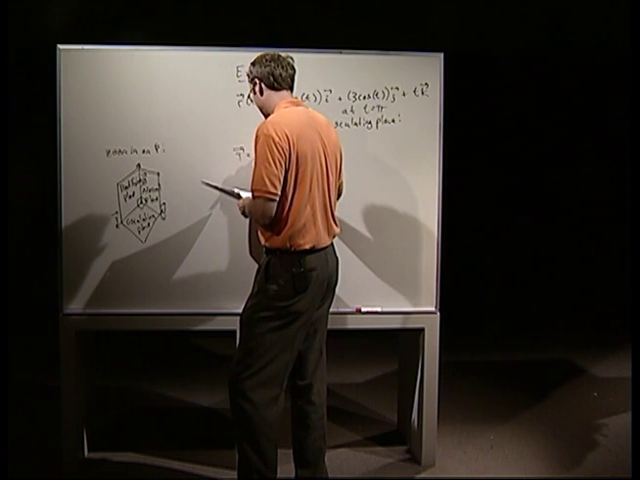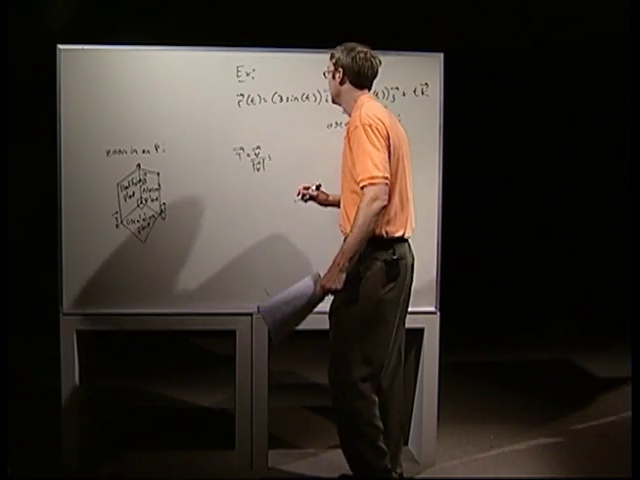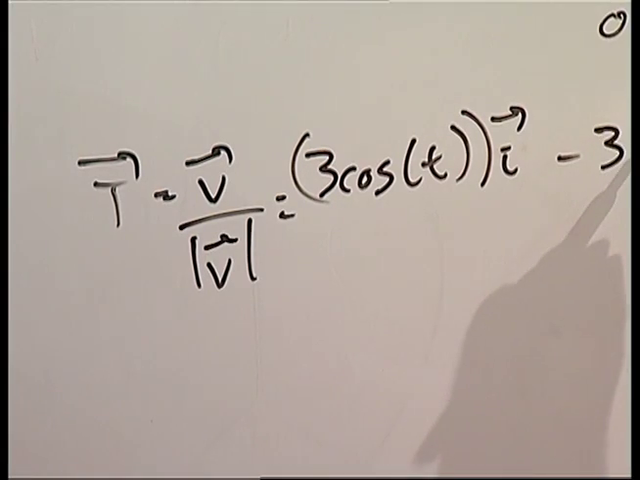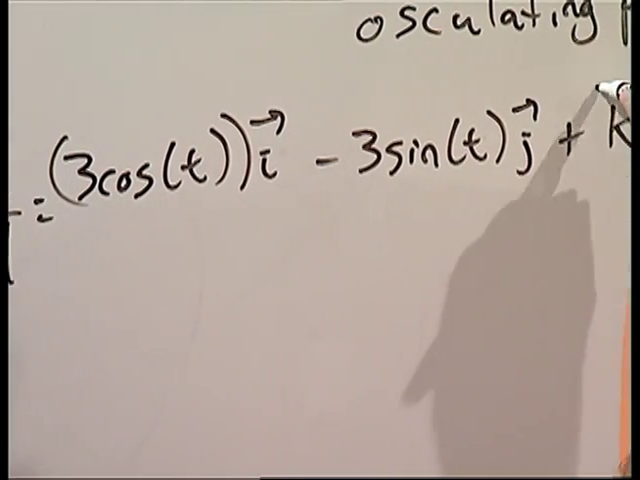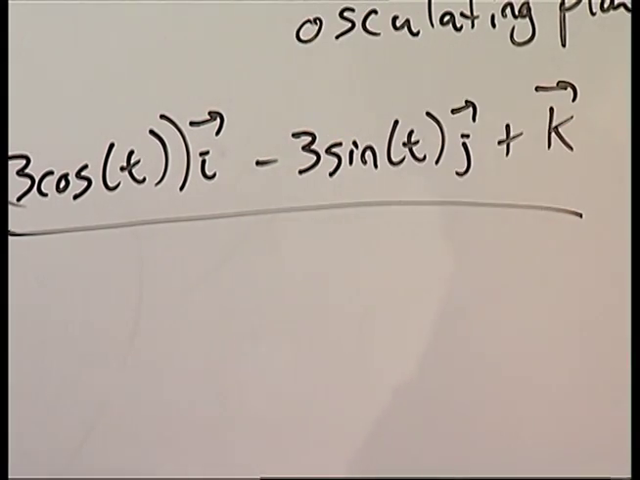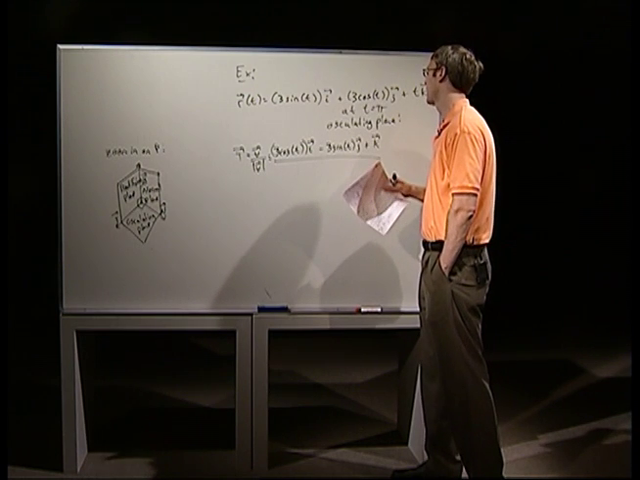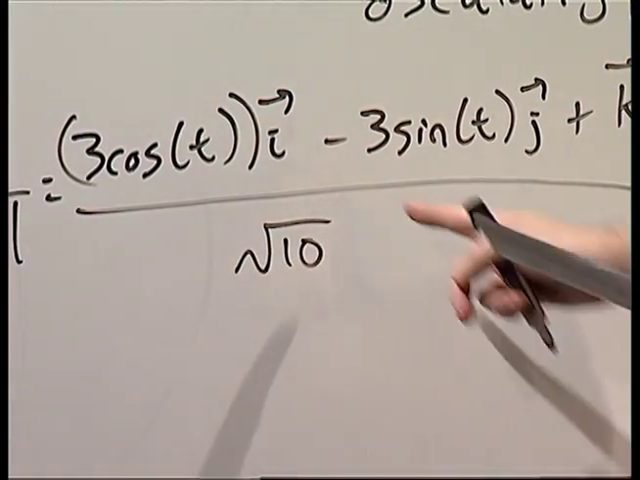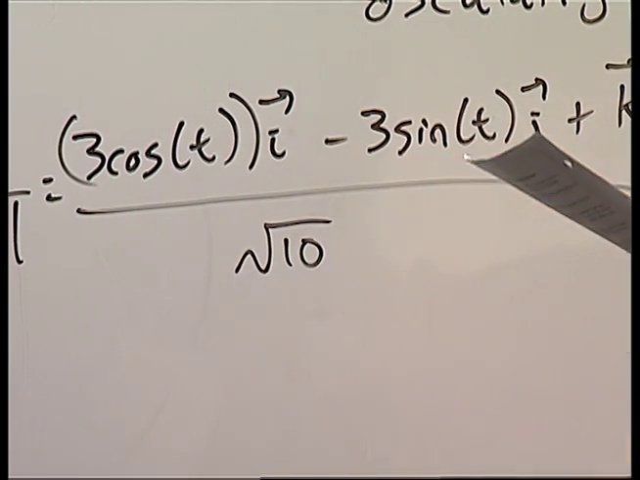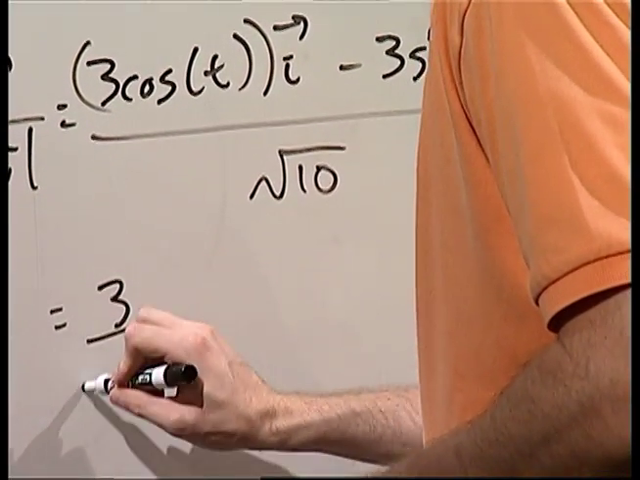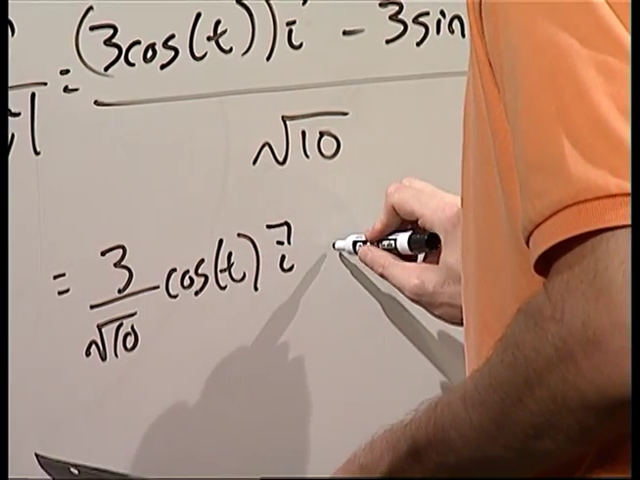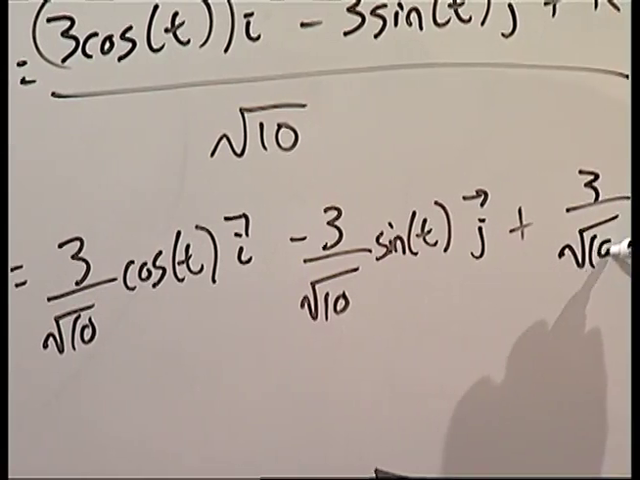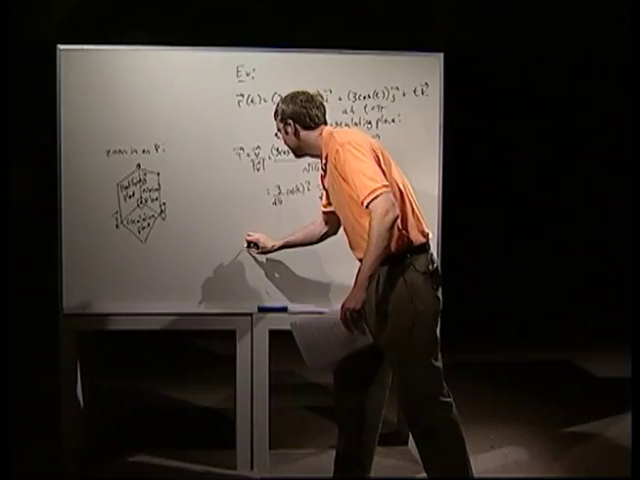So T, remember, is V over the length of V. V is 3 cosine t i minus 3 sine t j plus k. The length of this: if you square those, you get a 9 sine squared and a 9 cosine squared, which leaves you with a 9. And this adds a 1, and the square root of that is square root 10. I won't go through the details, but you can break this up into components: 3 over root 10 cos t i minus 3 over root 10 sin t j plus 3 over root 10 k. Now I need N.